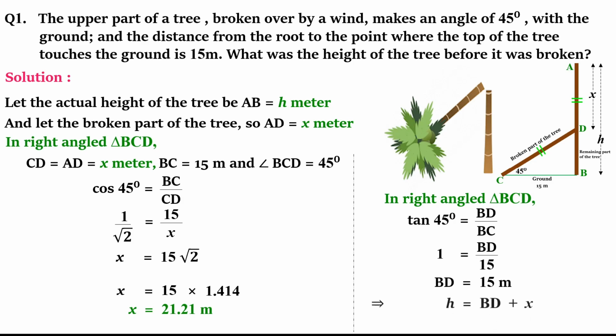So finally I am having the value of H, which is BD plus X. Let's substitute the values. So H becomes 15 plus 21.21 because we have already worked out the value of X, and here we have the value of H as 36.21 meter. You can leave the answer as it is because in the question they have not asked you to give the answer correct to one decimal place or correct to nearest meter or correct to two significant figures, nothing. So this is our answer.